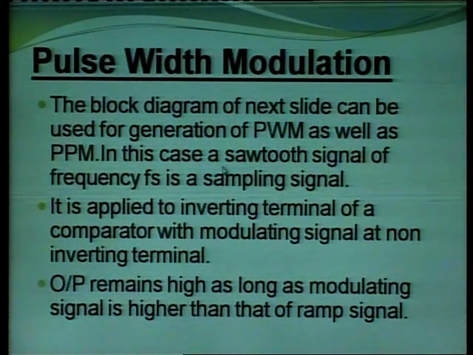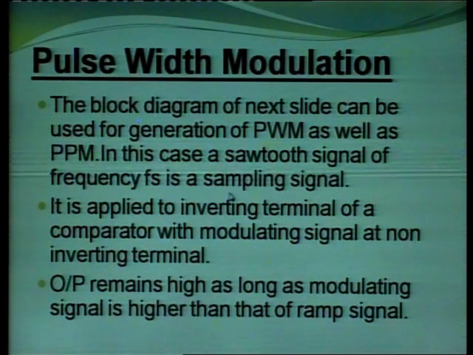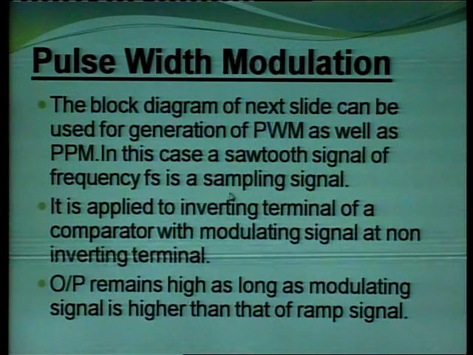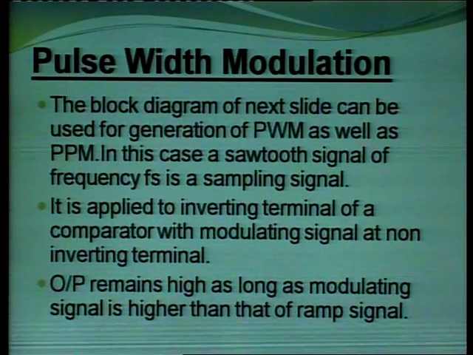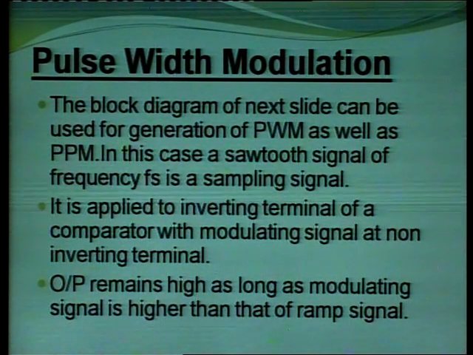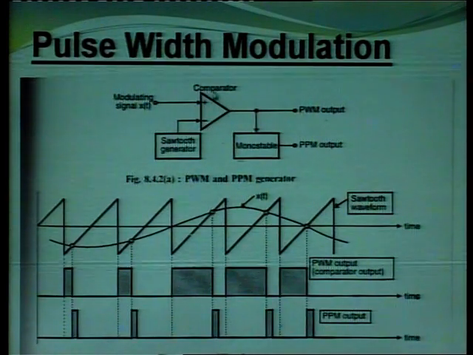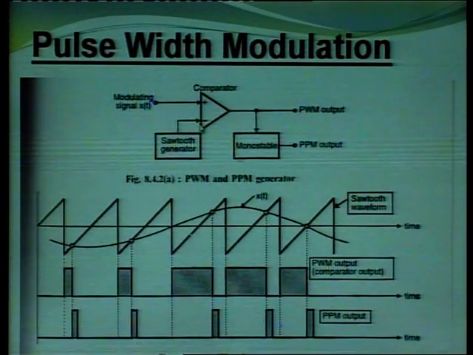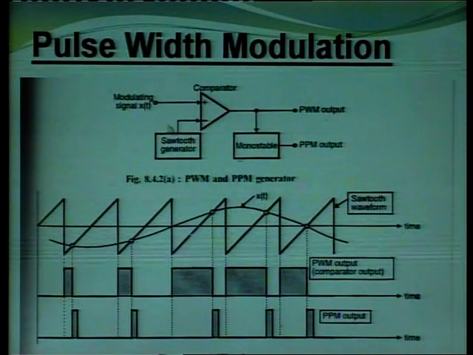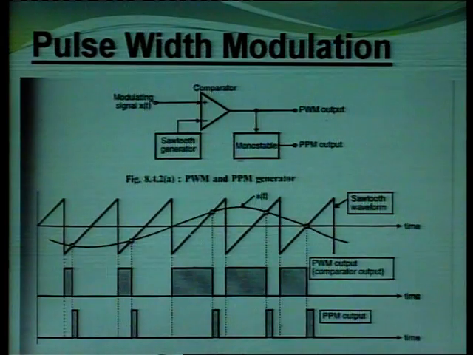In this case, a sawtooth signal of frequency fs is a sampling signal. The carrier signal used in this case is in sawtooth shape, whose frequency is equal to fs. It is applied to the inverting terminal of the comparator with the modulating signal at the non-inverting terminal. So, here is a comparator. At the inverting terminal we apply the sawtooth signal and at the non-inverting terminal we apply the modulating signal.